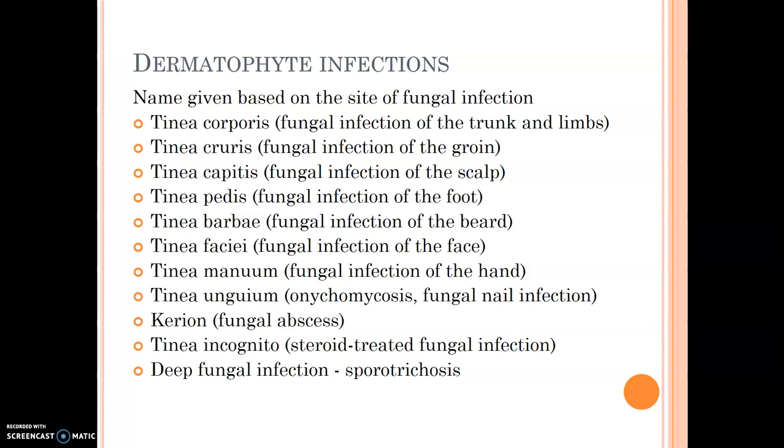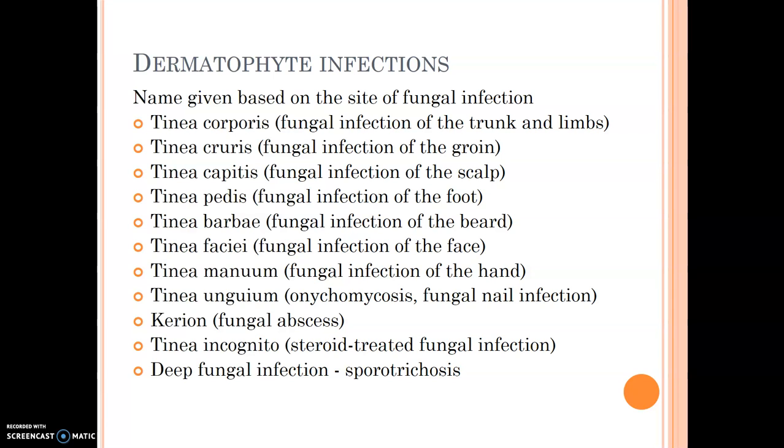So just like dermatitis, dermatophyte infection names are given based on the site of fungal infection. In dermatitis, the name is based on the types of dermatitis. So fungal infection is even easier. If it is fungal infection of the trunk and limbs, you call it tinea corporis. In the groin, tinea cruris. In the scalp, tinea capitis. In the foot, tinea pedis. Of the beard, tinea barbae. Of the face, tinea faciei. Of the hand, tinea manuum. Nail infection, tinea unguium.